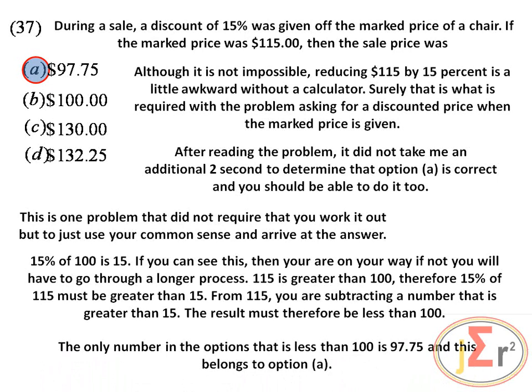So you just look and you know 115 is greater than 100. 15% of 115 must be greater than 15. We are subtracting a number that is greater than 15 from 115. The result must be less than 100. And then we know that the answer is $97.75. And that is our correct answer.